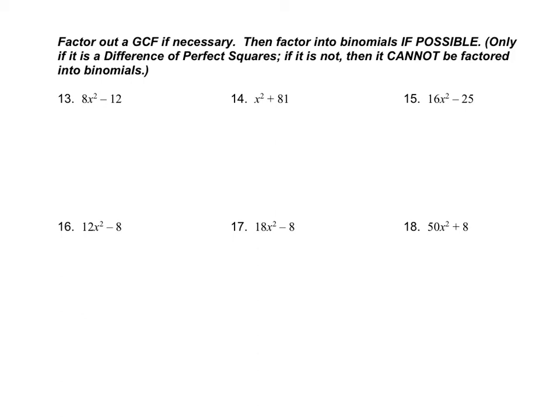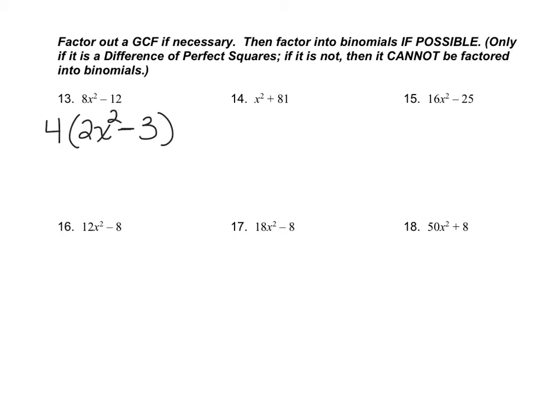Remember, you can only factor a binomial further if it's a perfect square minus a perfect square. So looking at number 13, right away, it's not a perfect square minus a perfect square. However, we do have a GCF. So my GCF of 8x squared minus 12 is 4, right? So that's a factor. 4 is a factor, so I have to write the 4 down. And then remember, when I pull out the 4, I'm dividing 8x squared by 4 to leave me with 2x squared, and then negative 12 by 4 to leave me with negative 3. So now I'm done with this problem.